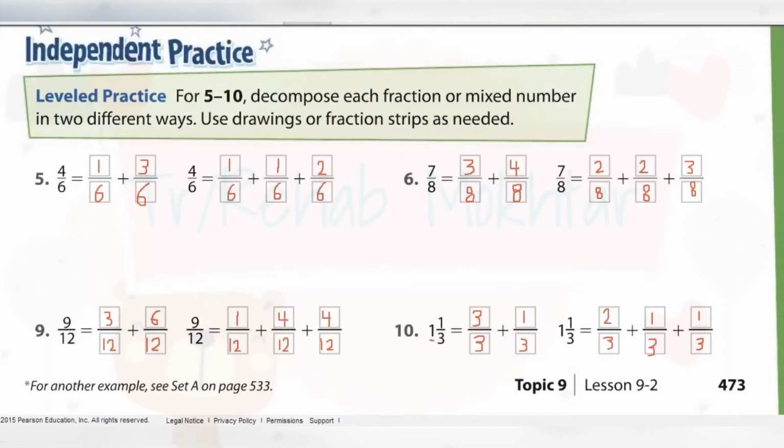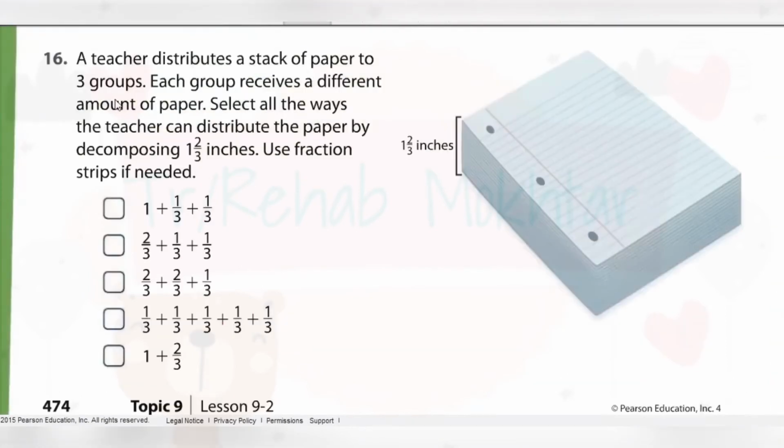Next page. Number 16, a teacher distributes a stack of paper to 3 groups. So we have 3 parts. Each group receives a different amount of paper. Select all the ways the teacher can distribute the paper by decomposing 1 and 2 out of 3 inches. Use fraction strips if needed.